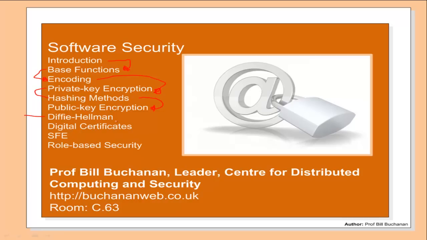Then we'll look at the Diffie-Hellman method, which allows us to communicate freely between two parties, and no one else can actually determine what the end shared key is. Then digital certificates, we'll have a look at how keys can be distributed using certificates, look at secure functions, and then finally on to role-based security.